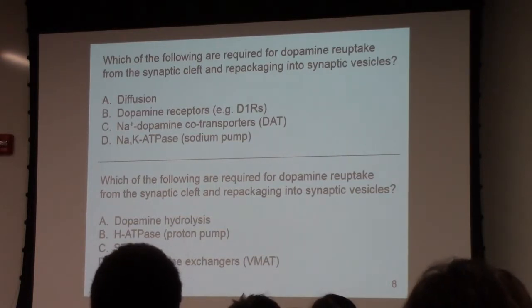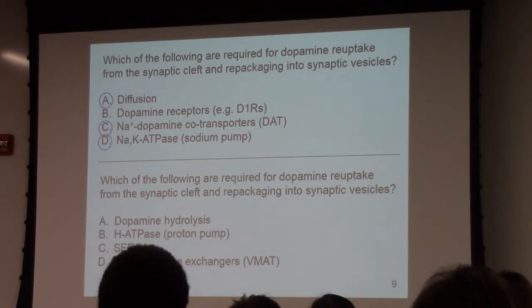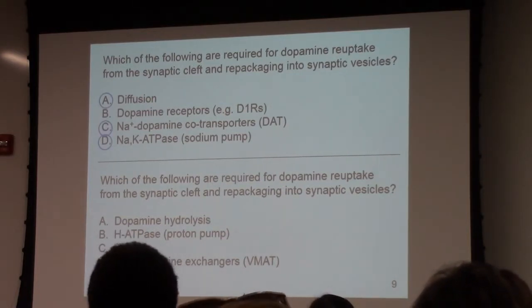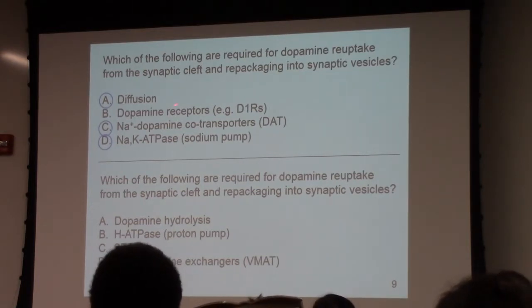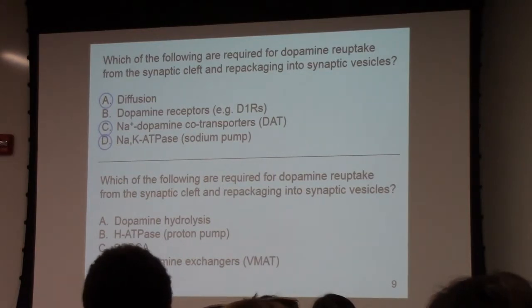I think the best answer is these three. Dopamine has to diffuse around its cleft. It has to bind to the sodium dopamine cotransporter, DAT. It has to get there, so it has to diffuse there. It binds to it along with sodium. Sodium and dopamine bind to DAT. DAT uses the sodium gradient to pump dopamine into the cell. That sodium gradient came from the sodium potassium ATPase. Okay? Same question?